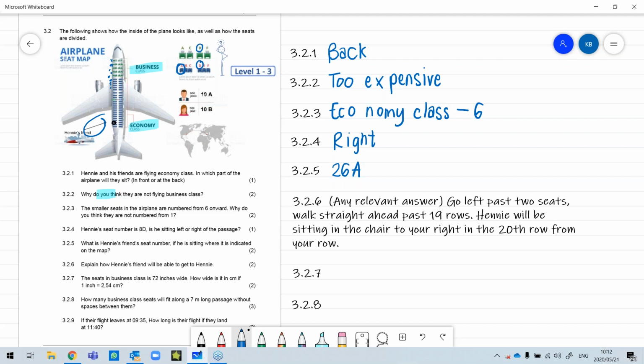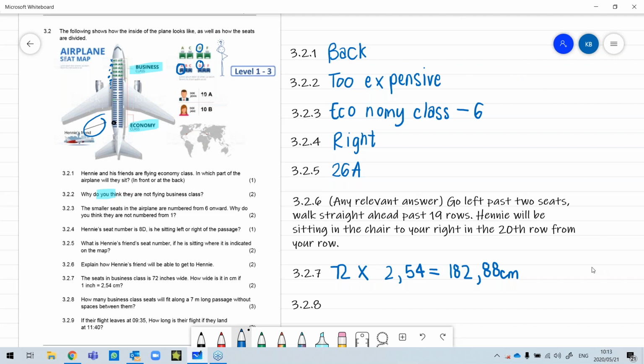Question 3.2.7. The seat in business class is 72 inches wide. How wide is it in centimeters if 1 inch equals 2.54 centimeters? So let's quickly have a look. Our calculation for this is going to take 72 inches, and we are going to multiply that by the conversion given to us in centimeters. So we are going to multiply the number of inches by the centimeter value that was converted for us here. If we multiply this, we get an answer of 182.88 centimeters.